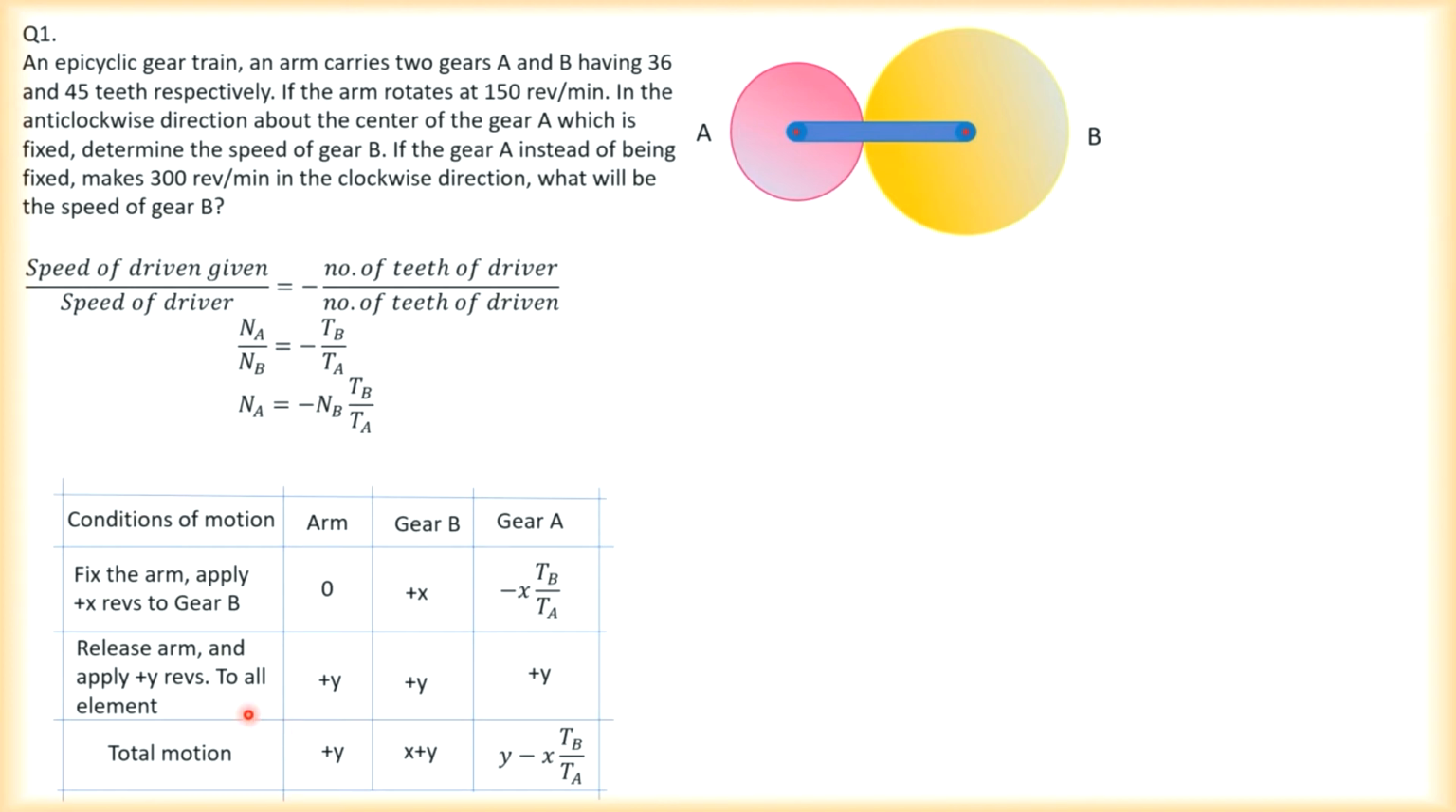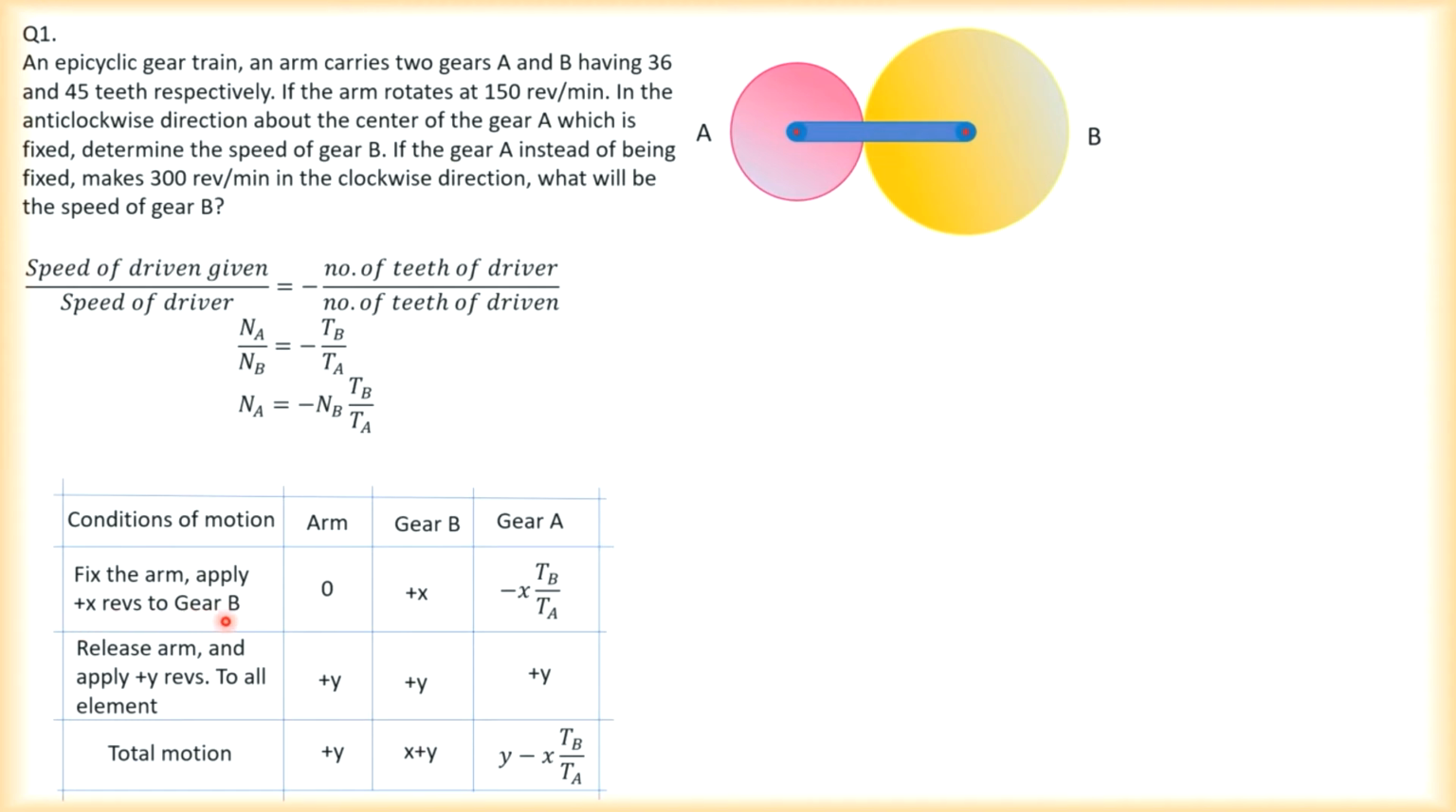So this will be the table with the condition of motion. You can see I have only three steps. The first step usually can be ignored, that is when you take one revolution. So now fix the arm, apply positive X revolutions to gear B. That means you consider gear B to be the driver, so after the arm, you have the driver column here.